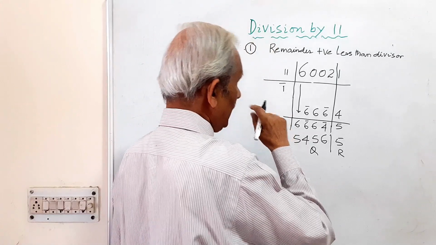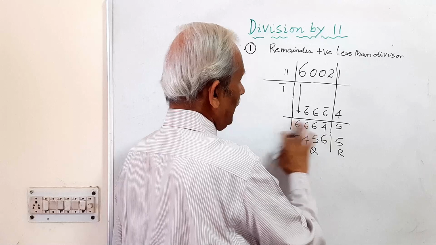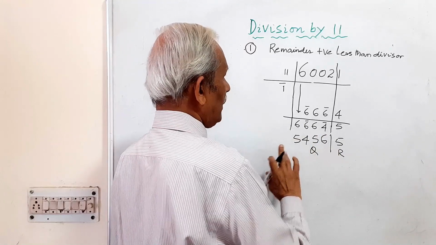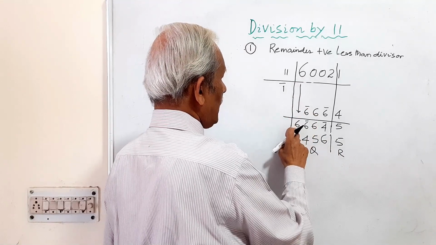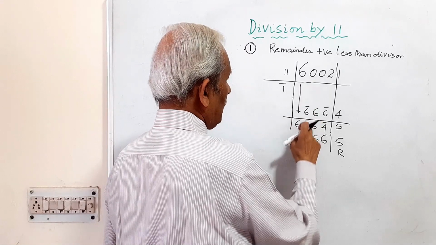I'll tell you once again, this is a simple method. Here the remainder is positive, less than the divisor, so nothing is to be done. This is the final answer. So what we did: 6 comes down, 1 bar into 6 is 6 bar, 0 plus 6 bar is 6 bar.